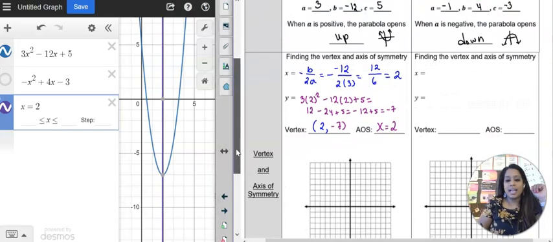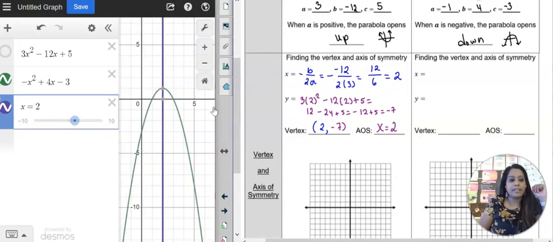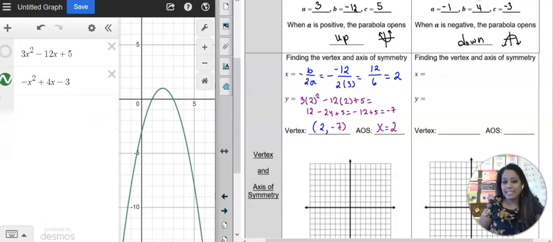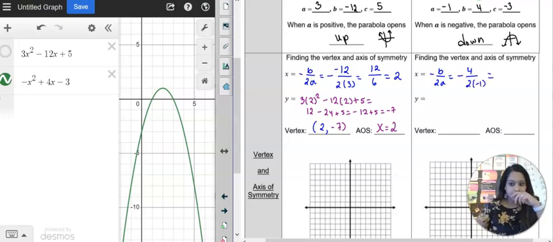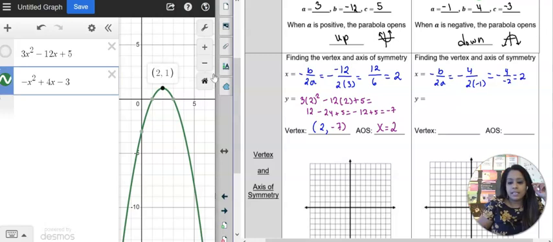So let's go ahead and do this next one. I'm going to ungraph this, graph this just to have it. So let's find the x-coordinate here. Negative b over 2a. So that is negative b, which is negative 4, over 2 times negative 1. Negative 4 over 2 times negative 1 is negative 2. Negative is positive, so 4 divided by 2 is positive 2. Yep, that's where that 2 came from.